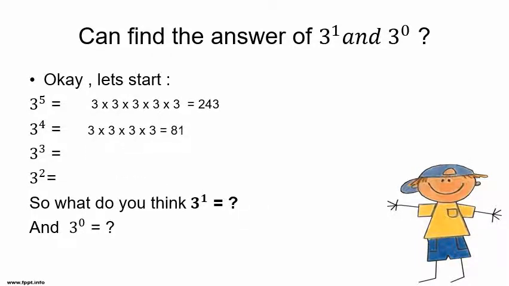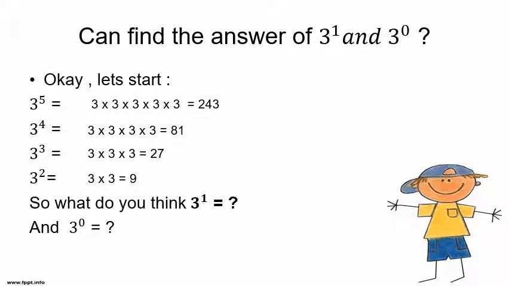243. 3 to the power 4, 81. 3 to the power 3, 3 times 3 times 3 equals 27. 3 squared means I'm going to multiply 3 by itself 2 times. 3 times 3 equals 9.